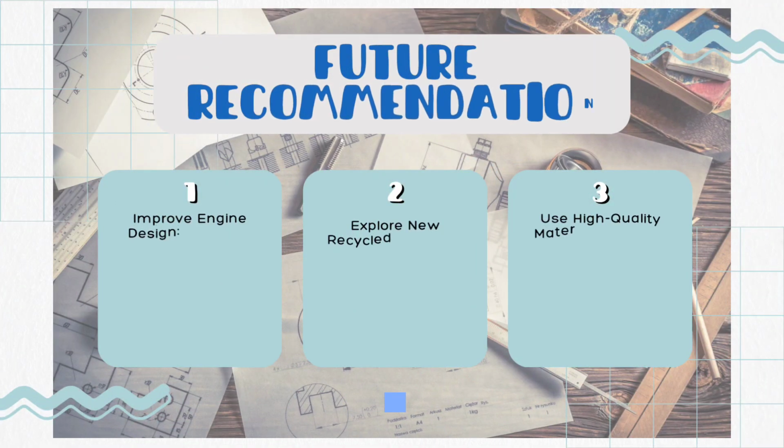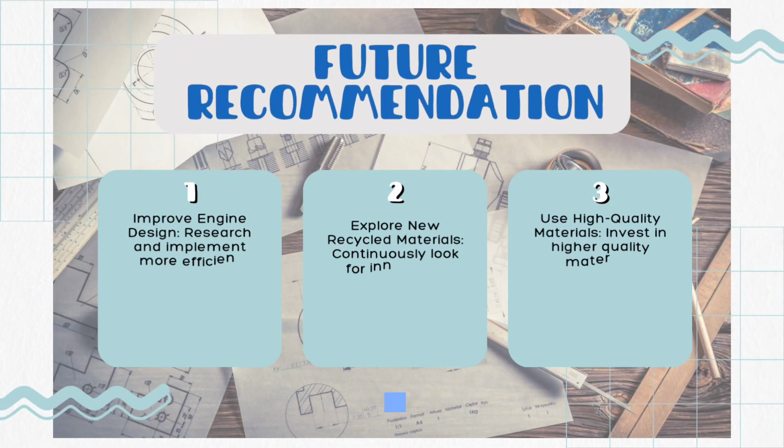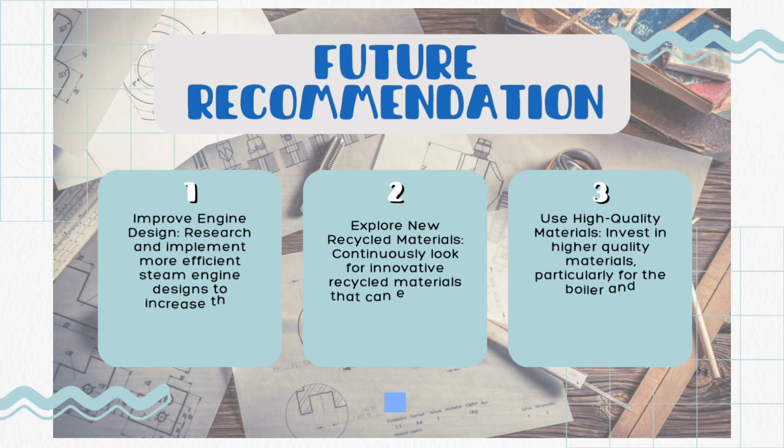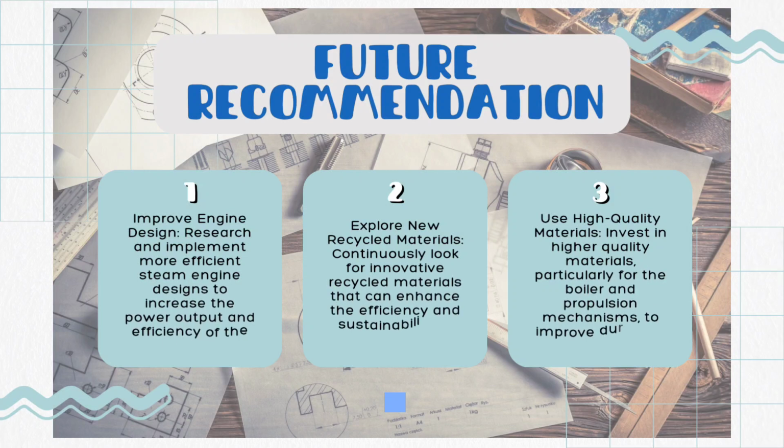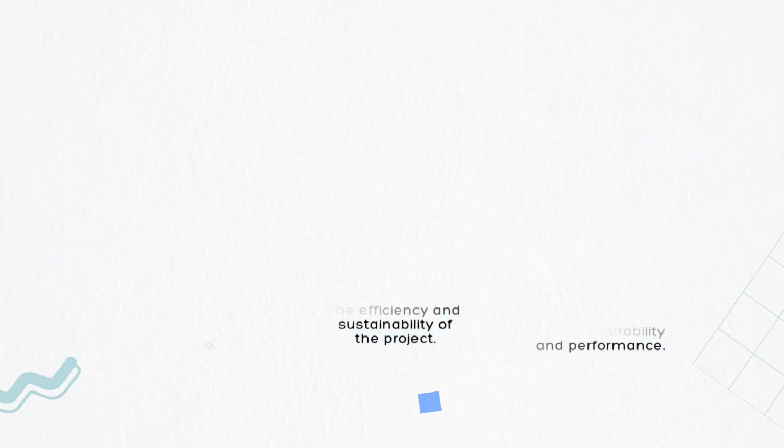For future recommendations, the first one is to improve the engine design. Research and implement a more efficient steam engine design to increase the power output and efficiency of the vehicle. Second, explore new recycled materials, continuously looking for innovative recycled materials that can enhance the efficiency and sustainability of the project. Third, use high quality materials. Invest in high quality materials to improve durability and performance.